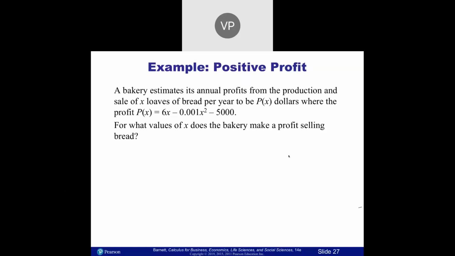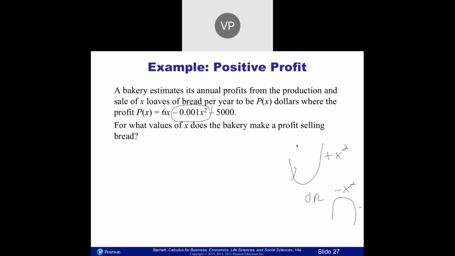A bakery estimates its annual profits from the production and sale of loaves of bread to be this function right here. Okay, now you may know how this graph looks, you may not. I'll give you a little quick one here. You look at your biggest term. It's an x squared. X squared functions look like this, or they look like this. And the answer is, if that term that has an x squared is positive, it's this one. If it's negative, it's that one. So we're going to have kind of a downward bell curve.